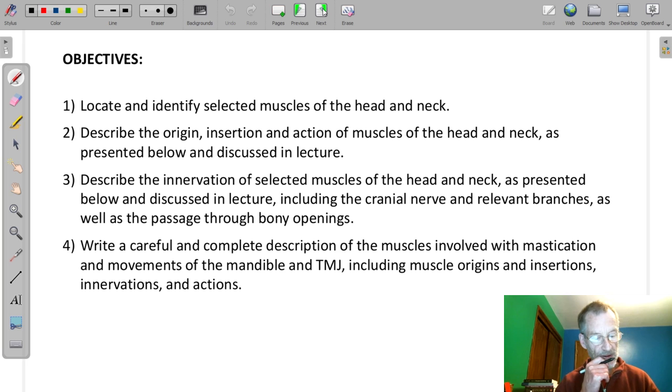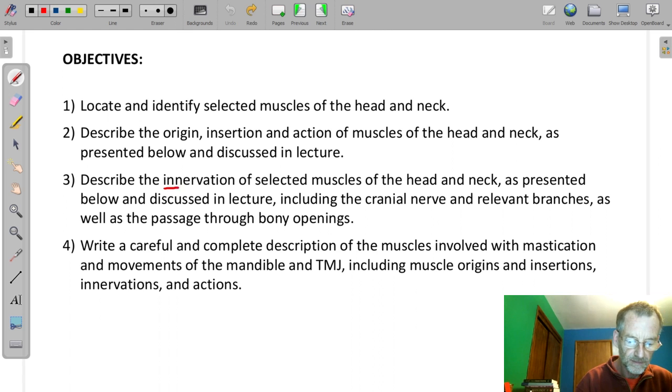But basically, we're going to locate and identify selected muscles. So I want you to be able to identify them on a picture, describe their basic action. You need to describe their origin and their insertion. We'll redefine those. And I want you to pay attention to their innervation when we get to that, which is the nerve that's causing them to contract.